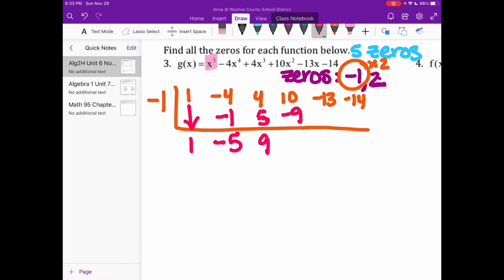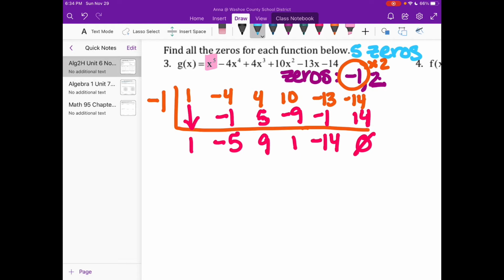9 times -1 is -9. 10 minus 9 is 1. 1 times -1 is -1. 13 and -1 is -14. 14 times -1 is +14. And no remainder. That definitely should happen if you use a 0 from your calculator. If you get a remainder, you did something wrong.